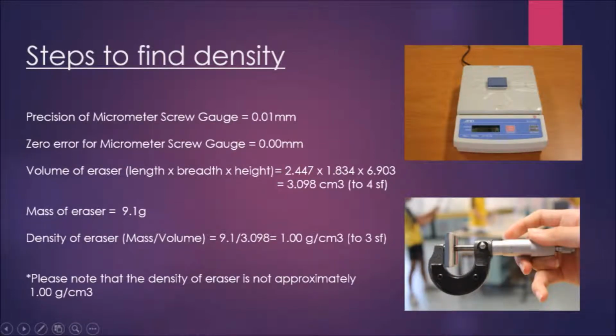This slide shows the details and the steps to find the density. We use the electronic balance to find the mass of the object. We find the volume by finding the product of the average length, height, and breadth. The mass was found to be 9.1 grams. Therefore, by dividing the mass by the volume, the density of the eraser is found to be 1.00 grams per cm cube, which is converted to 368.